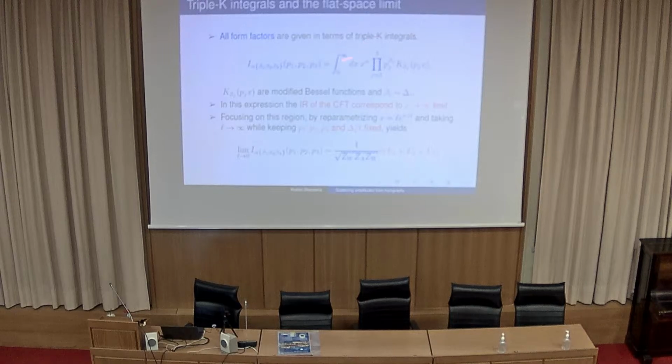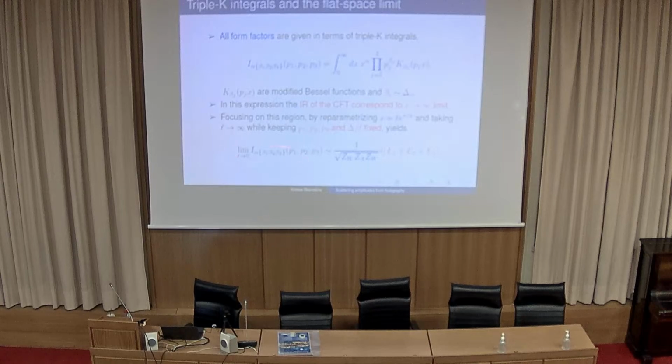To focus on that limit, while keeping the kinematics where it's interesting valid, we're going to change variables in this integral by doing this change of variables. If you have a good memory, you've seen this formula before. This was the formula when I went from AdS to Minkowski. So we change these variables, take L to infinity while keeping fixed the momenta and this ratio, because this is part of taking the limit.